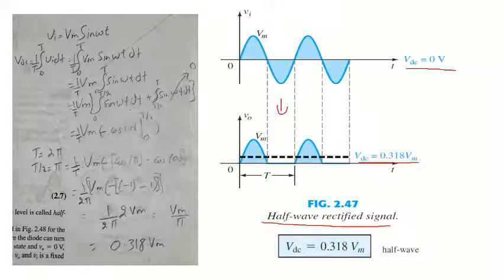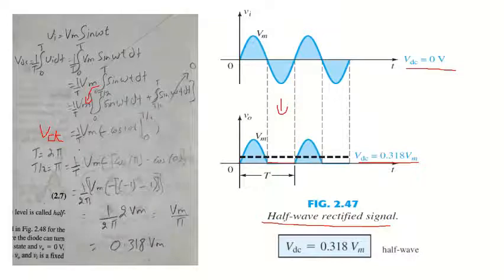So here is the relation: 1 by T Vm, and the bracket starts here, integral 0 to T/2 of sine of omega t dt plus integral T/2 to T of sine of omega t dt. As you know, from T/2 to T the area under the curve is 0, so we have put the value 0 here. So V of DC is equal to 1 by T Vm times minus cos of omega t from 0 to T/2.